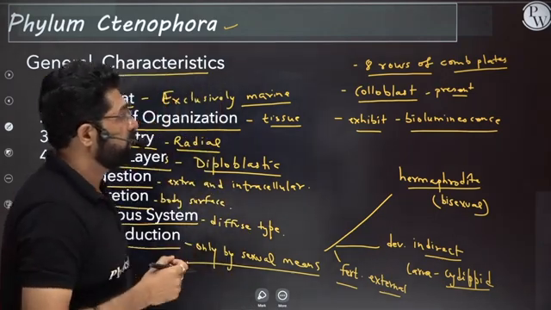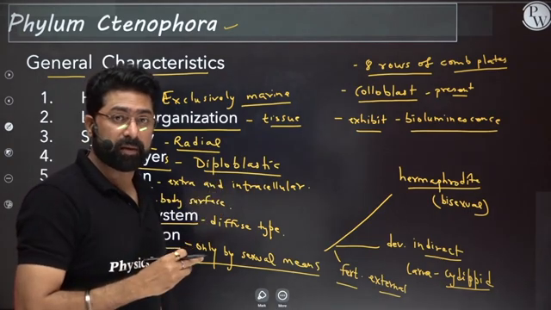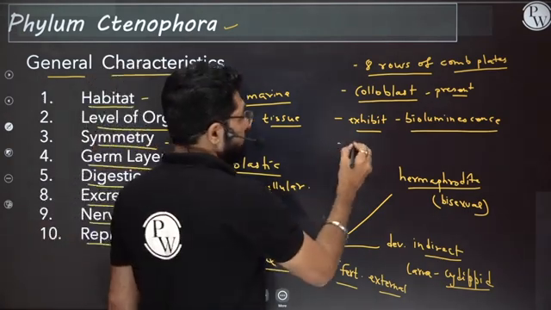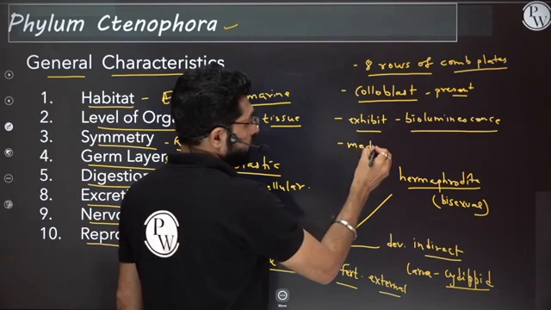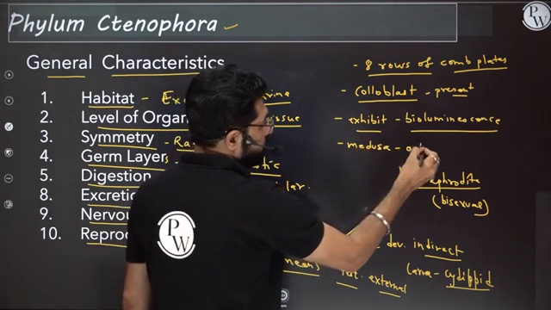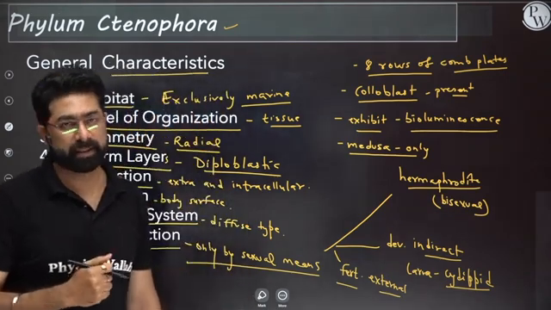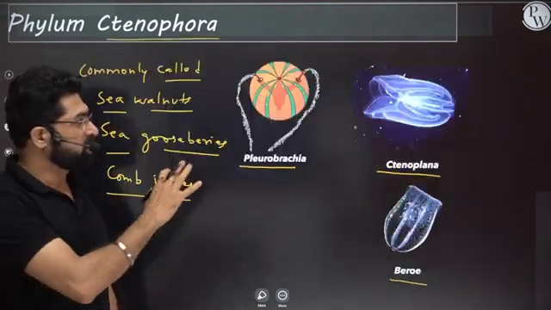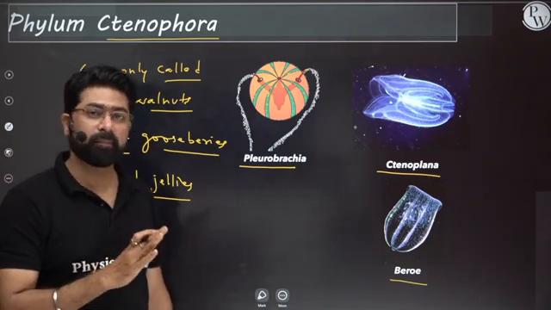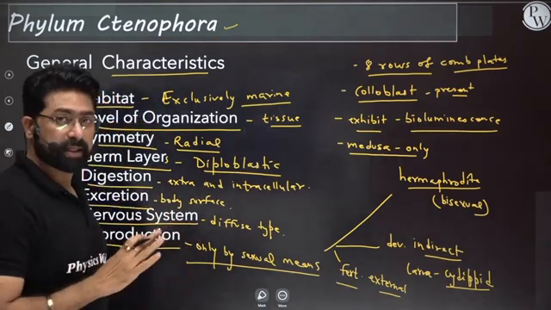Let's continue further. The one very important point, they don't have any polyp phase, they have medusa phase only. Medusa present only. You can see all these organisms, they don't have any polyp phase. They have medusa phase only. So is it clear till now?